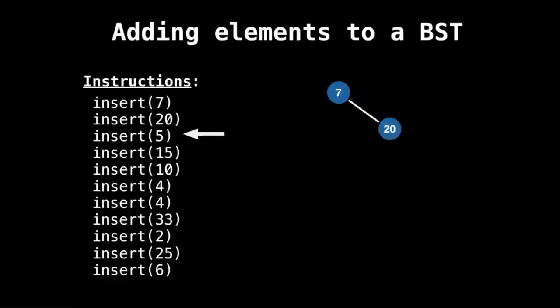Next, we want to insert 5. So we always start at the root when we're inserting. That's an important point. So you start at the root, and then you move your way down the tree to figure out where you want to insert the node. So we start at the root, and then we're like, oh, 5 is less than 7, so we're going to insert it to the left. Now 15, start at the root, go to the right because 15 is greater than 7, then to the left because 15 is less than 20. Now 10.